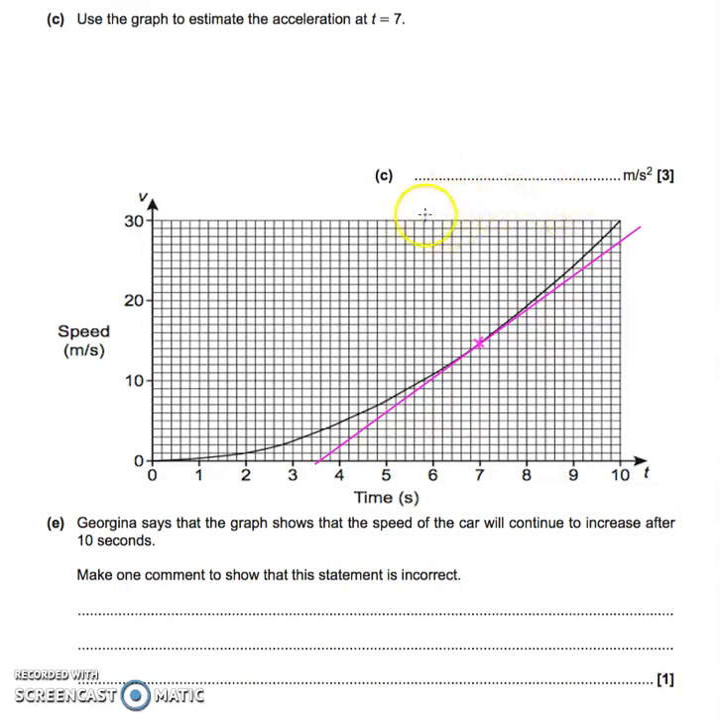To calculate the gradient of a tangent to a curve is just calculating the gradient of this straight line. To do that, you do the difference in the y values, or in this case the v values, and divide that by the difference in the x values, in this case the t values. So I'm going to write down what you would do to calculate that gradient. Gradient equals the difference in v-axis values divided by the difference in t-axis values.